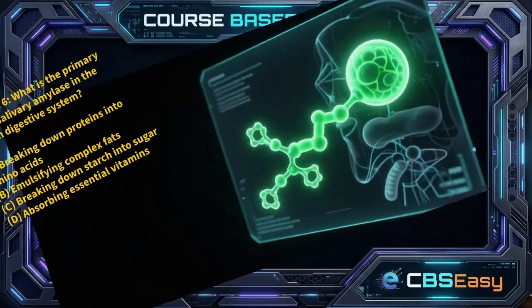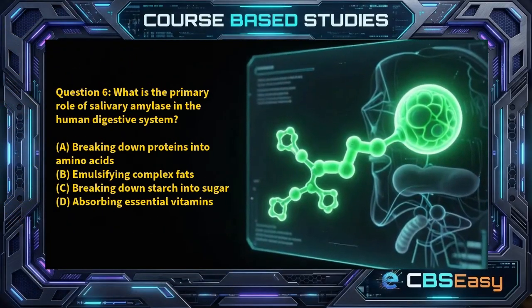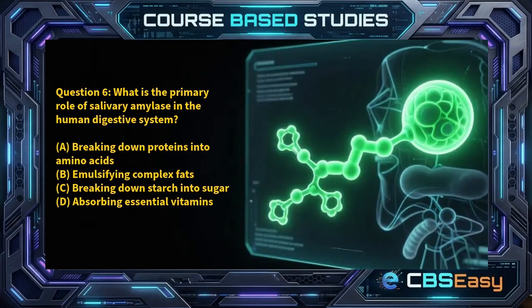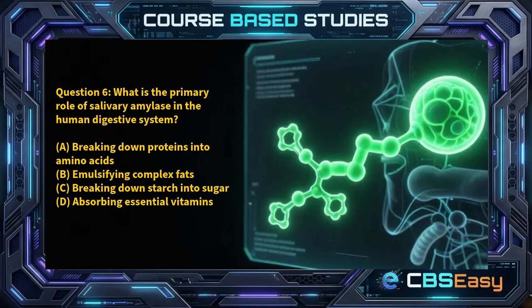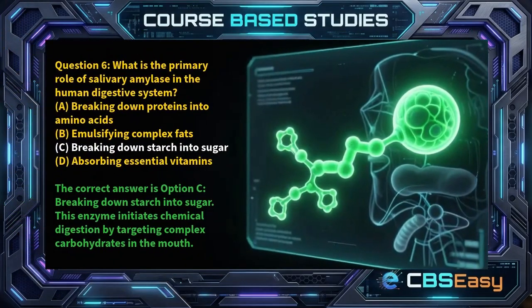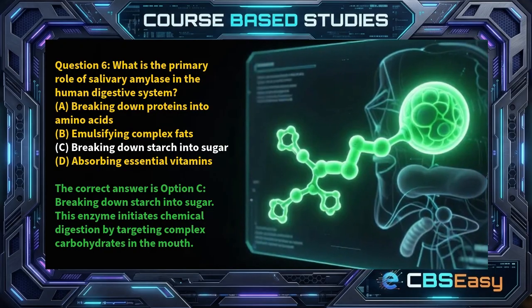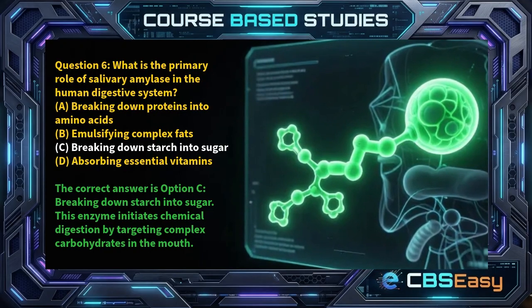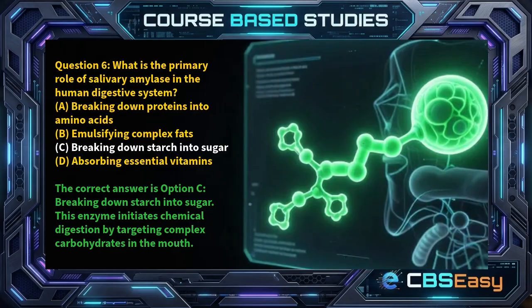Question 6. What is the primary role of salivary amylase in the human digestive system? The correct answer is option C, breaking down starch into sugar. This enzyme initiates chemical digestion by targeting complex carbohydrates in the mouth.